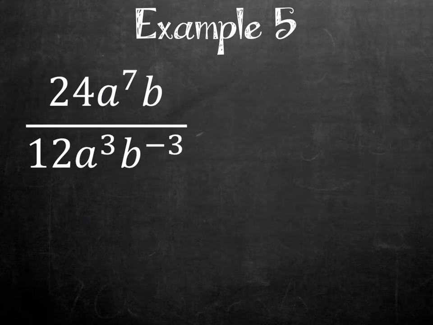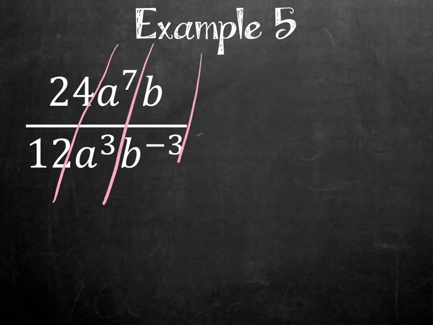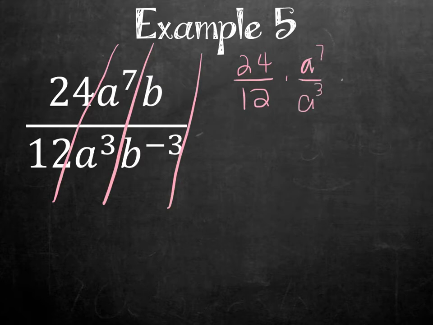So the thing with the rules of exponents is that they only apply to one base at a time. So what I'm going to do is look at this in its component parts. This is numbers or coefficients, a's, and then b's. And so what you could really do is look at this as if it was 24 over 12 times a to the 7th over a to the 3rd times b over b to the negative 3rd. And that should look more like the last two problems that we did. We're really dealing with each one on its own.